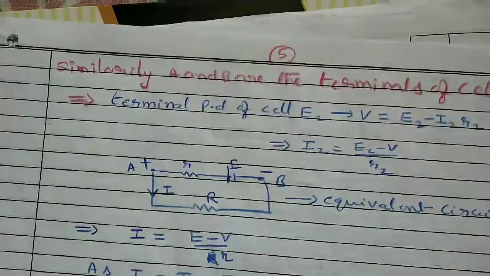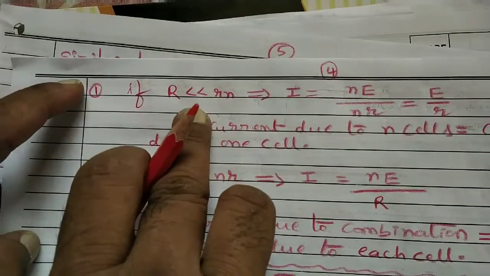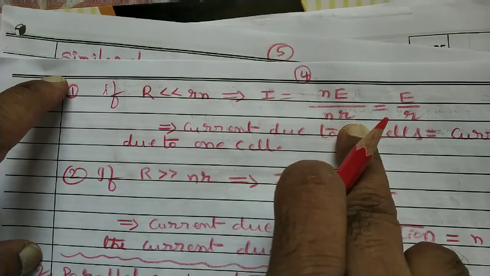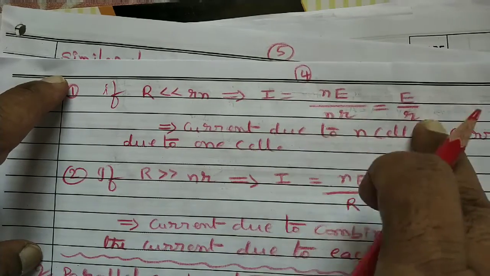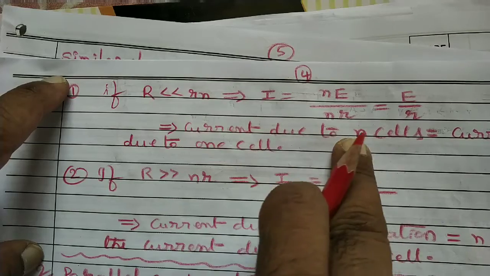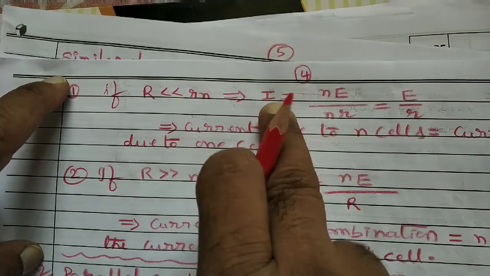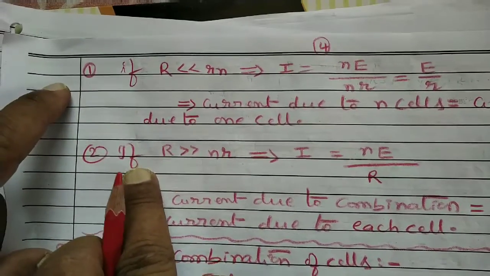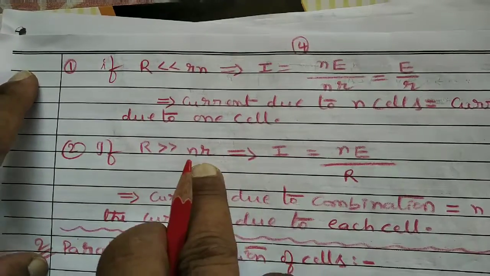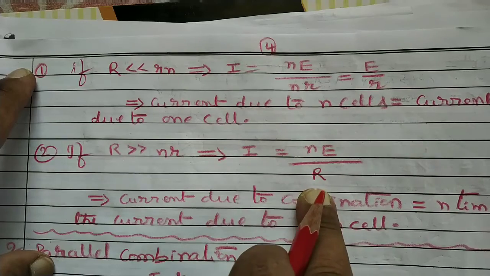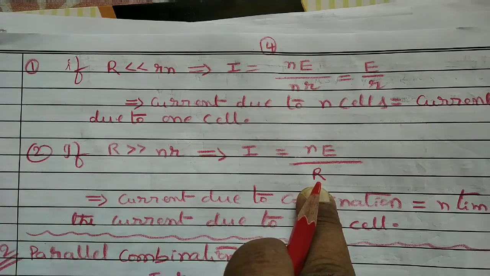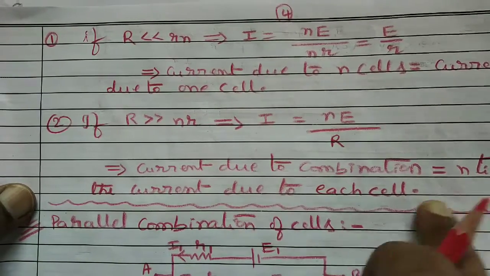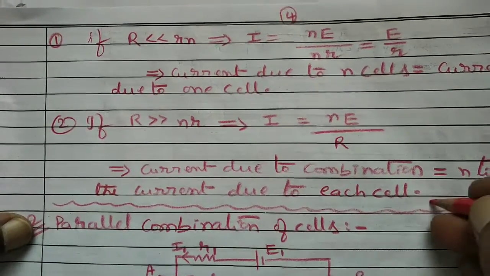Now there are two points. What are those? If big R is very much less than nr, then I is equal to nE by nr, big R is ignored here. Then n got cancelled, E by r. That means current due to the combination of n cells is equal to current due to one cell, that is E by r. Similarly, if R is very much greater than nr, then nr we can ignore. So I is equal to nE by R. That means current due to the combination is equal to n times the current due to each cell. So this is about series combination.